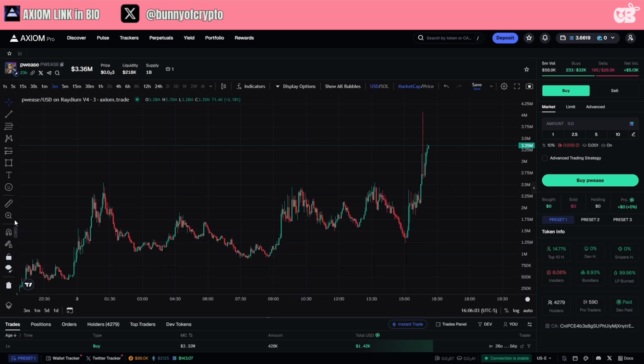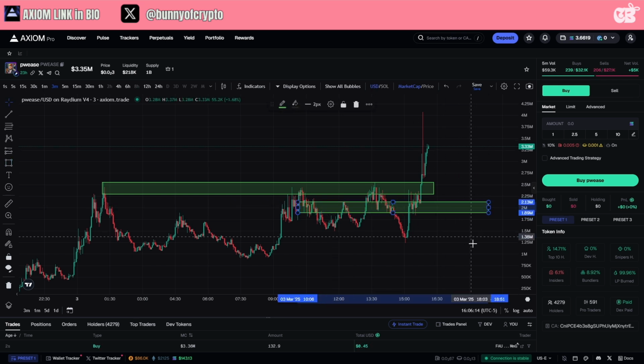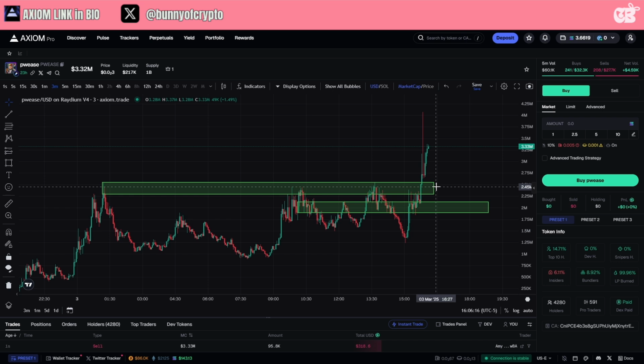So let's delete everything. The 2 levels right now that I'm going to be looking at is right here, this level, and I would also be looking at this level right here. So this was a low right here with this. These are the 2 levels that I would be looking at, and you should be buying in this area.